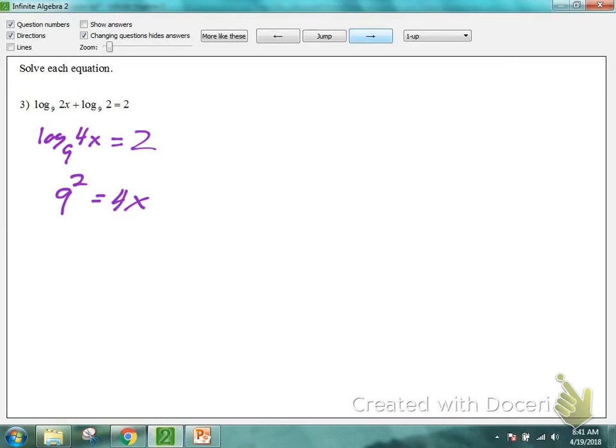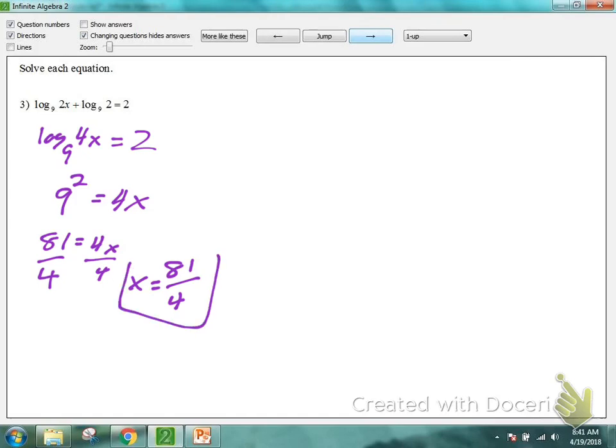So you get 9 squared equals 4x. Alright. From there, what's 9 squared? 81. So 81 equals 4x, and divide by 4. Oh, I put an x over there. That was silly of me. Put 4. There we go. So x equals 81 over 4.